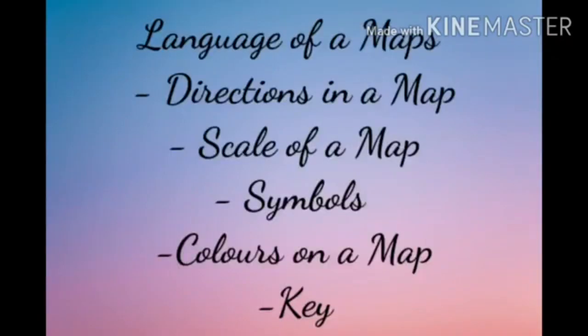Children, how to read a map? To read the map correctly and accurately, we need to understand the language of a map. Every map has directions, signs, symbols and scale. This is called the language of the map. Children, first one, directions in a map. Do you know the four major directions? Yes, these are north, south, east and west.